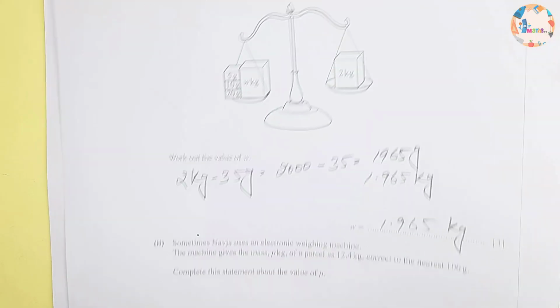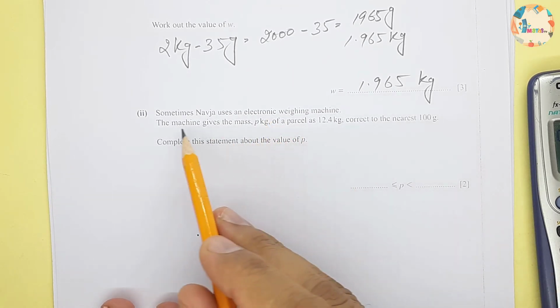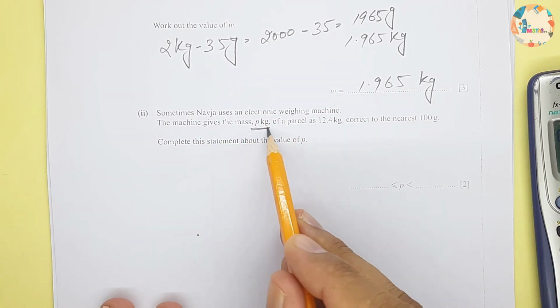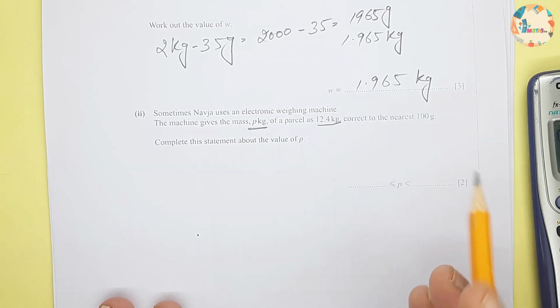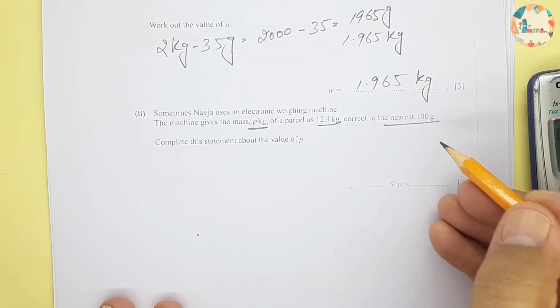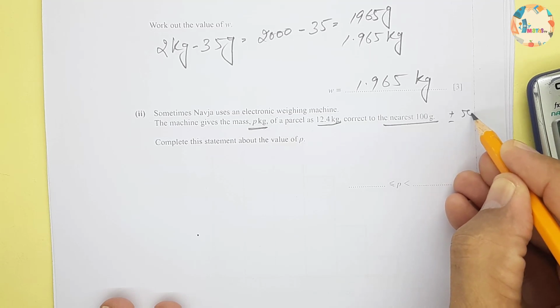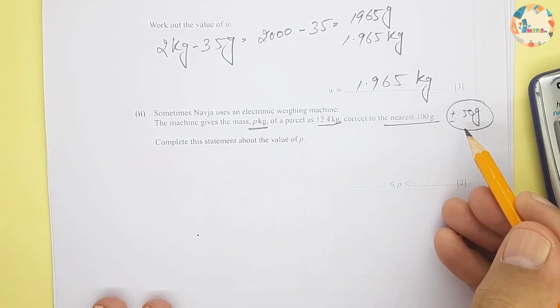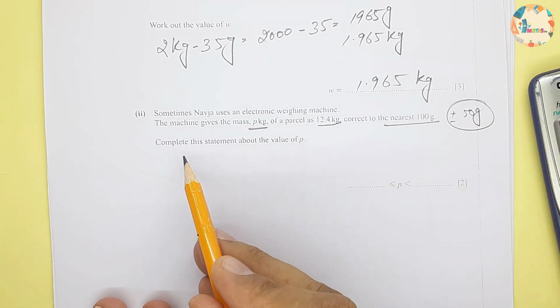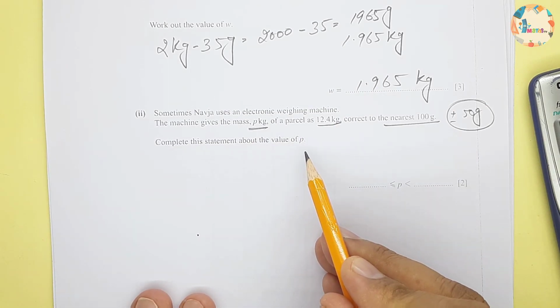Second part. Sometime Navja uses an electronic weighing machine. The machine gives the mass P kilogram of the parcel as 12.4 kilogram, correct to the nearest 100 grams. So plus minus 100 by 2, which will be 50 grams, we have to add and subtract for this one, for upper bound and lower bound. Complete this statement about the value of P.